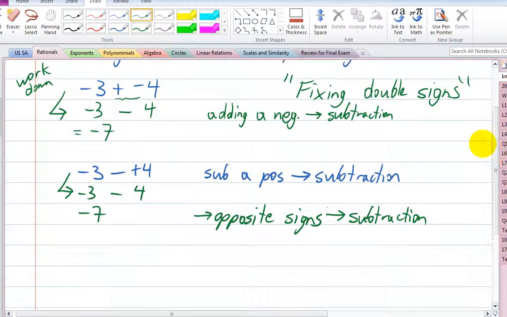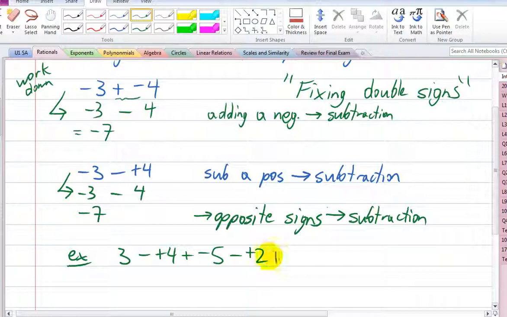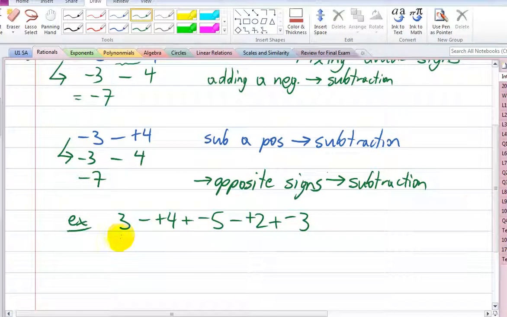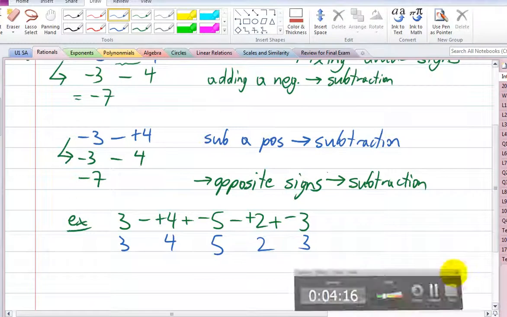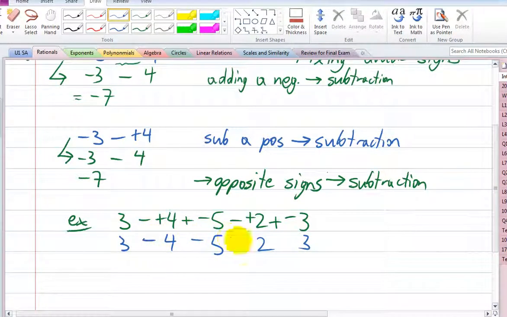Do you guys want a couple examples? Okay. 3 minus positive 4 plus negative 5 minus positive 2 plus negative 3. Okay. So right away, you can rewrite the digits. Those aren't going to change. Now fix your signs. Go. See, because it's all subtractions.